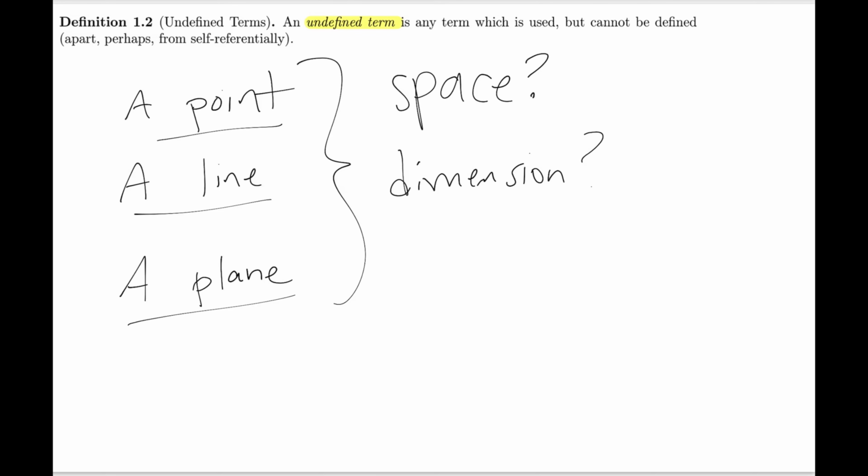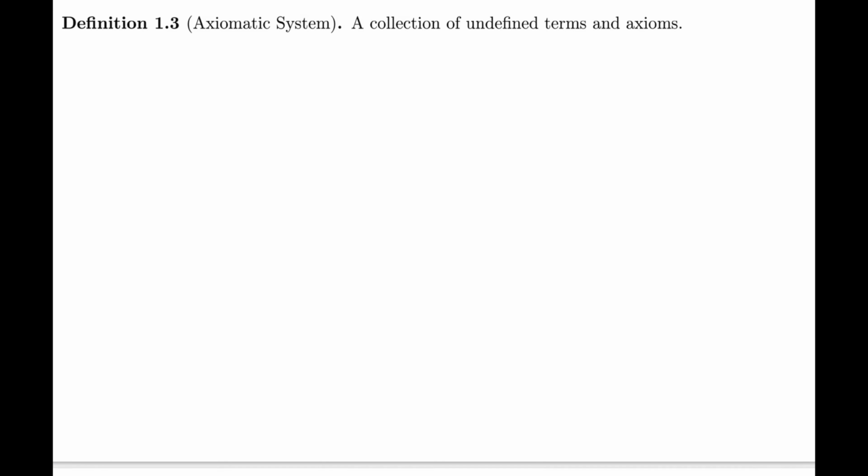Okay, so once we're armed with the idea of axioms and undefined terms, we can put them together to come up with what's called an axiomatic system, which is just simply going to be any collection of undefined terms and axioms. So try and give it a moment's thought. I mentioned the example of geometry already. You might think, okay, what are some of the axioms of geometry? I've already given you three of the undefined terms, so point, a line, and a plane.